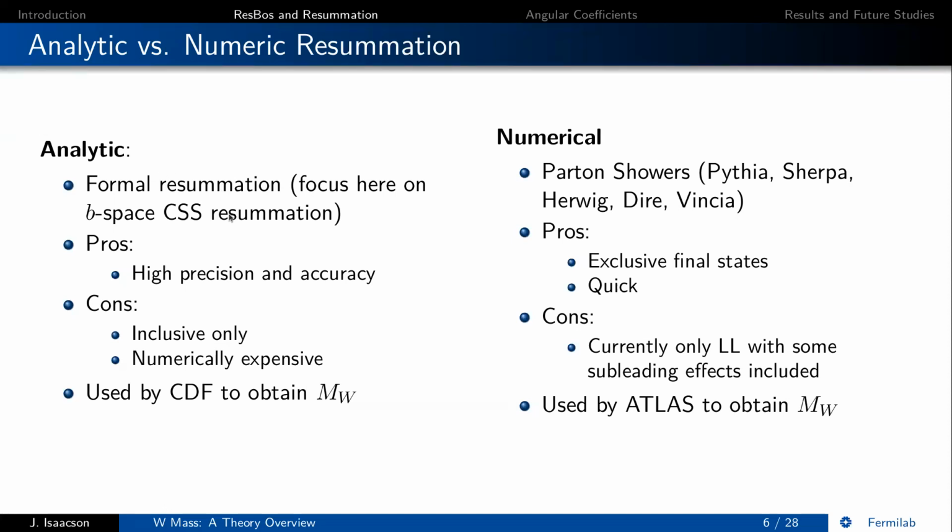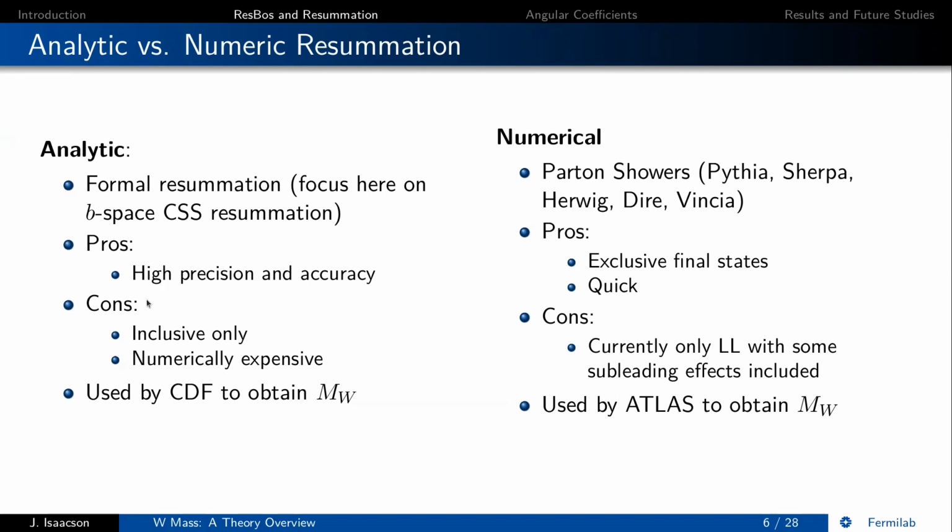There are other formalisms out there, and there's a long ongoing benchmarking study comparing all these different analytic resummation formalisms. The nice benefit of doing an analytic calculation is that you can go to arbitrarily high precision and accuracy. You just basically have to push your perturbation calculations to higher and higher orders, and once you get the right terms, you know how to resum them appropriately to get this all orders calculation.